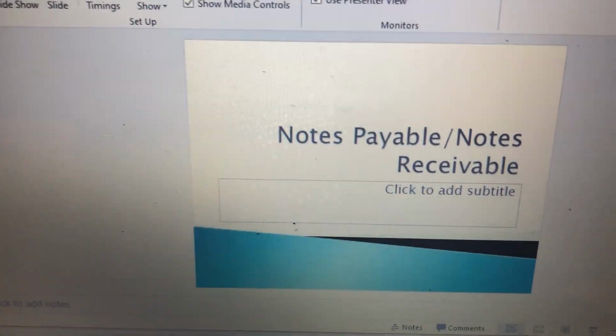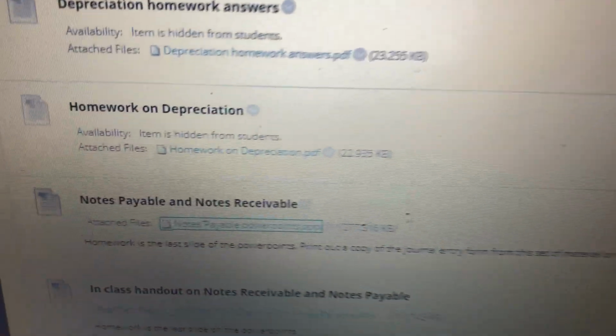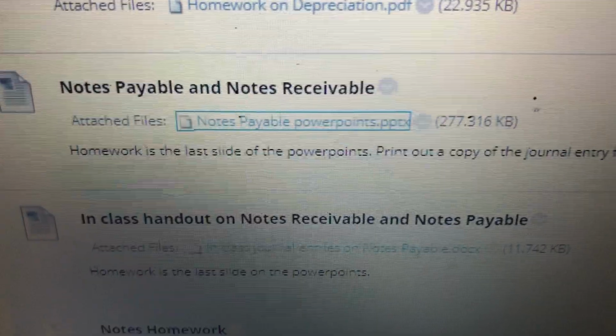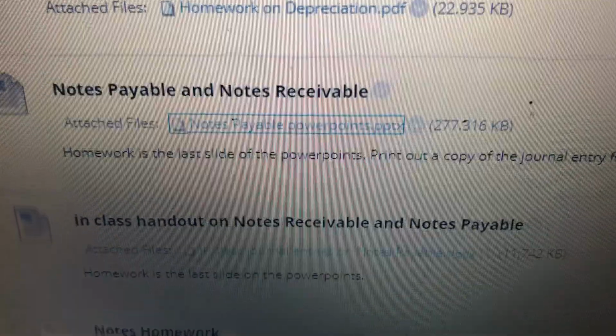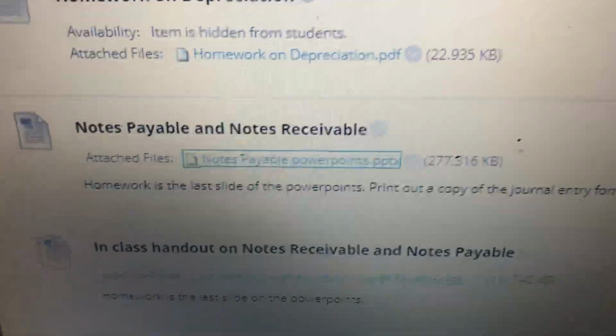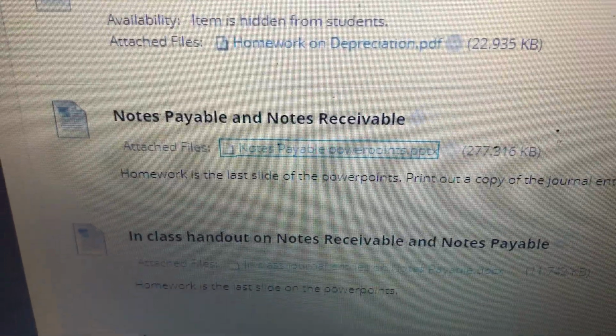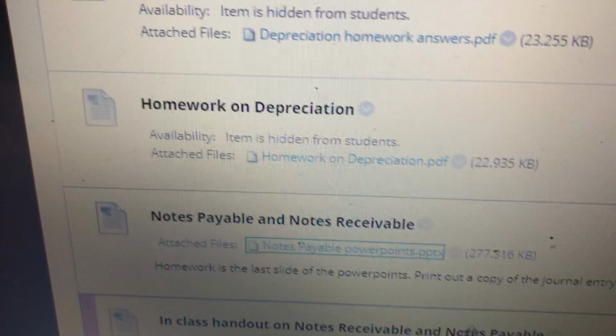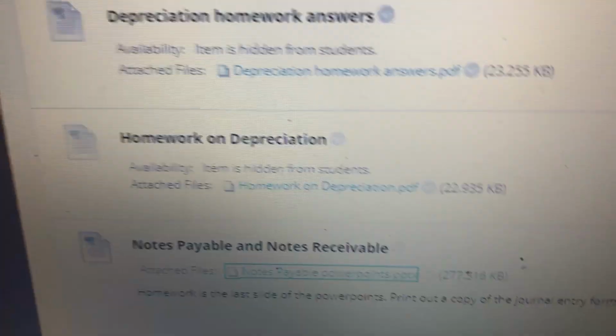Let's see if we can find it here. Okay, there's the PowerPoints. There's the in-class, and the homework problem is actually on the last slide of the PowerPoint. So you need to pull both of these up, make your copy, and then let's go back to the PowerPoints.